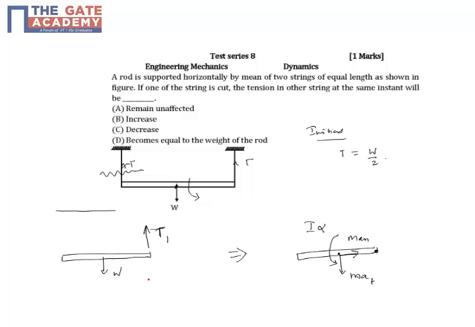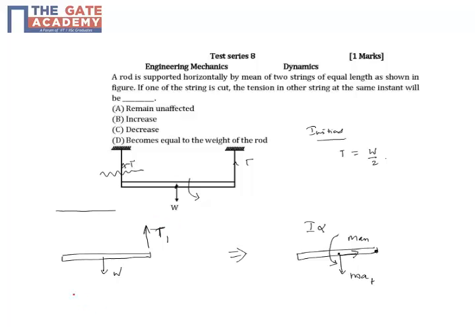Looking at this problem, what people can think is that when one of the wires is cut, obviously the tension in the other wire will increase, because it will now carry the entire weight. But that will happen only in a case of static equilibrium. The body is not in static equilibrium, so tensions may change. Now we'll find out what the tension is.